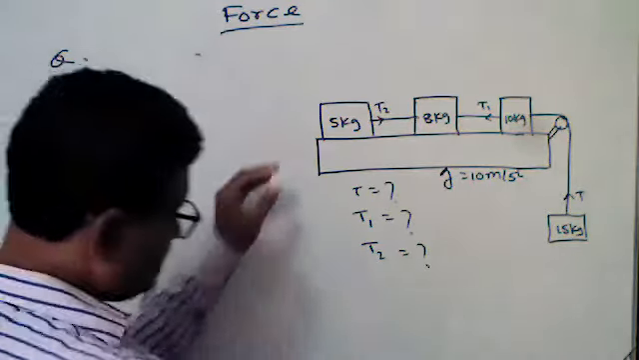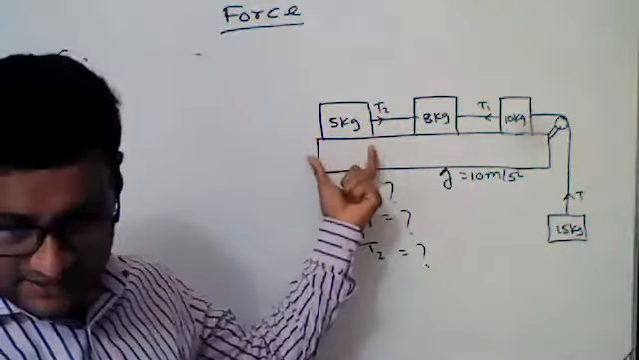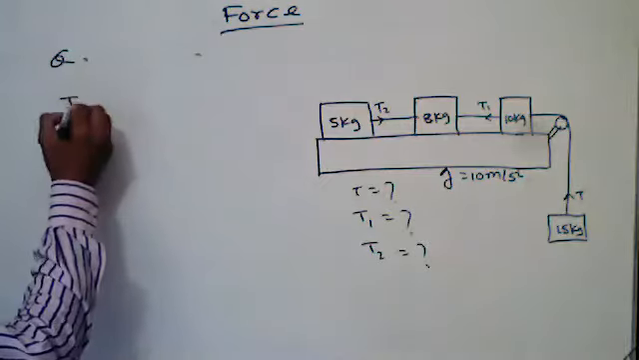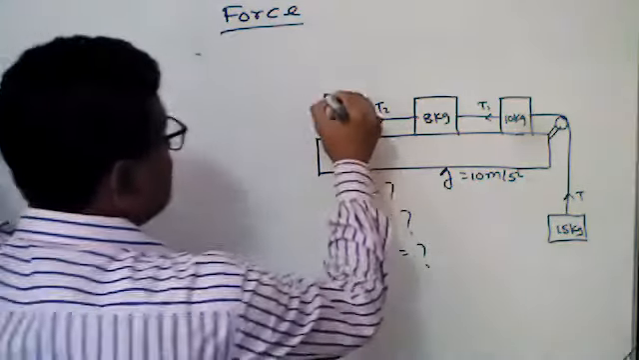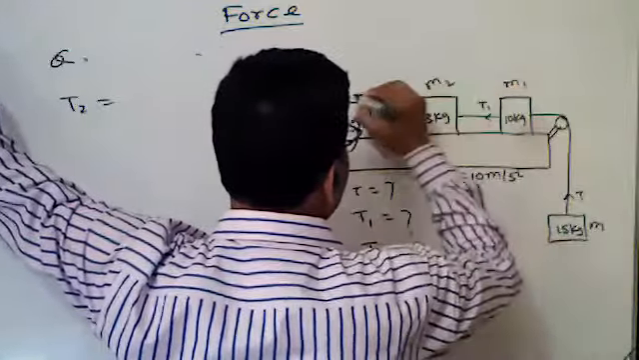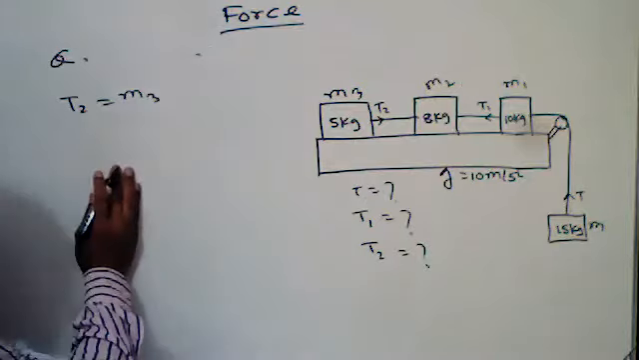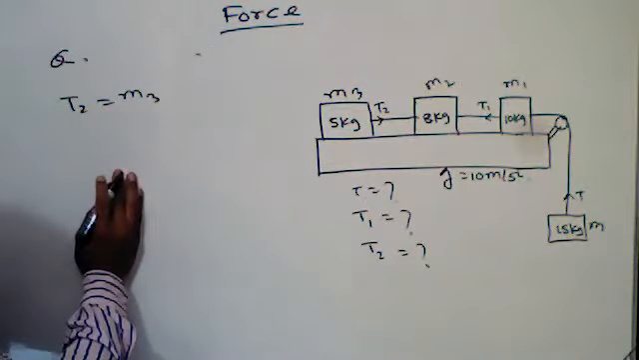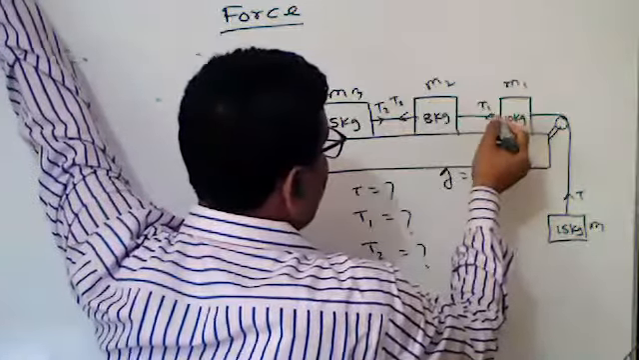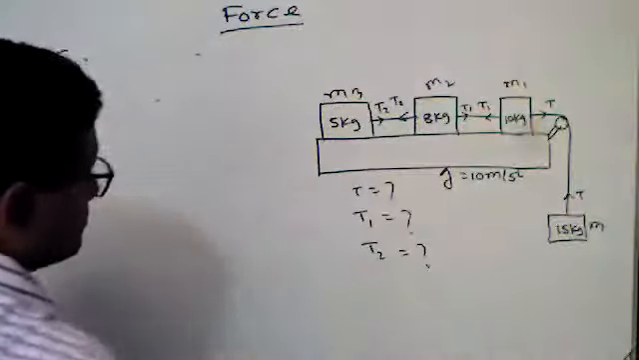Let's start. You have to start from the last step. So there is no force along this direction. So T2 equals, suppose this is M1, M2, and M3. So T2 equals M3. Complete the question. That is the T2. This is the T1, and this is also the T. Okay, come on.